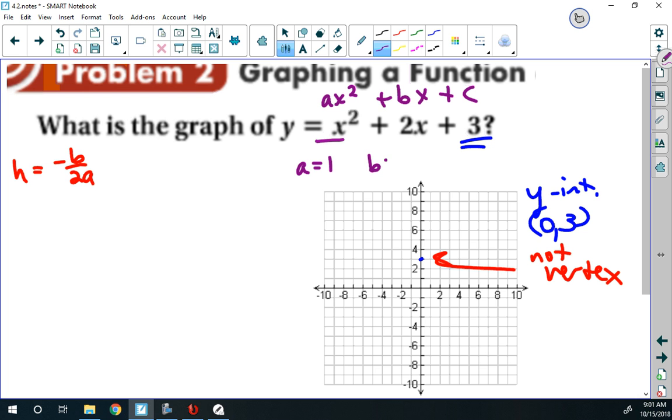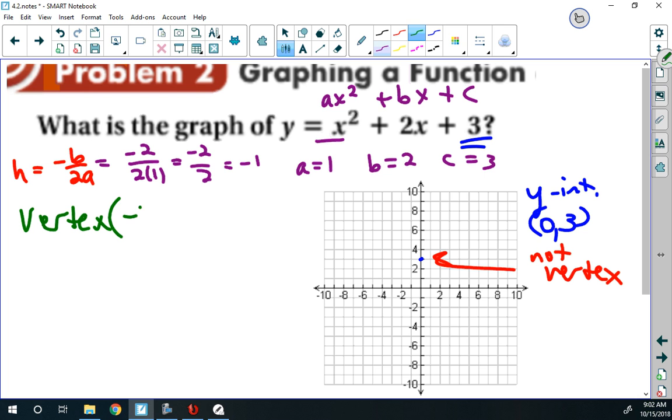The B value is pretty clear. I think it's 2, and the C is 3. So we're going to say, well, H is going to be negative 2 divided by 2 times 1, which is negative 2 over 2. What is negative 2 divided by 2? What's that simplify to be? Negative 1. Okay. So my vertex then, is going to be negative 1 something.